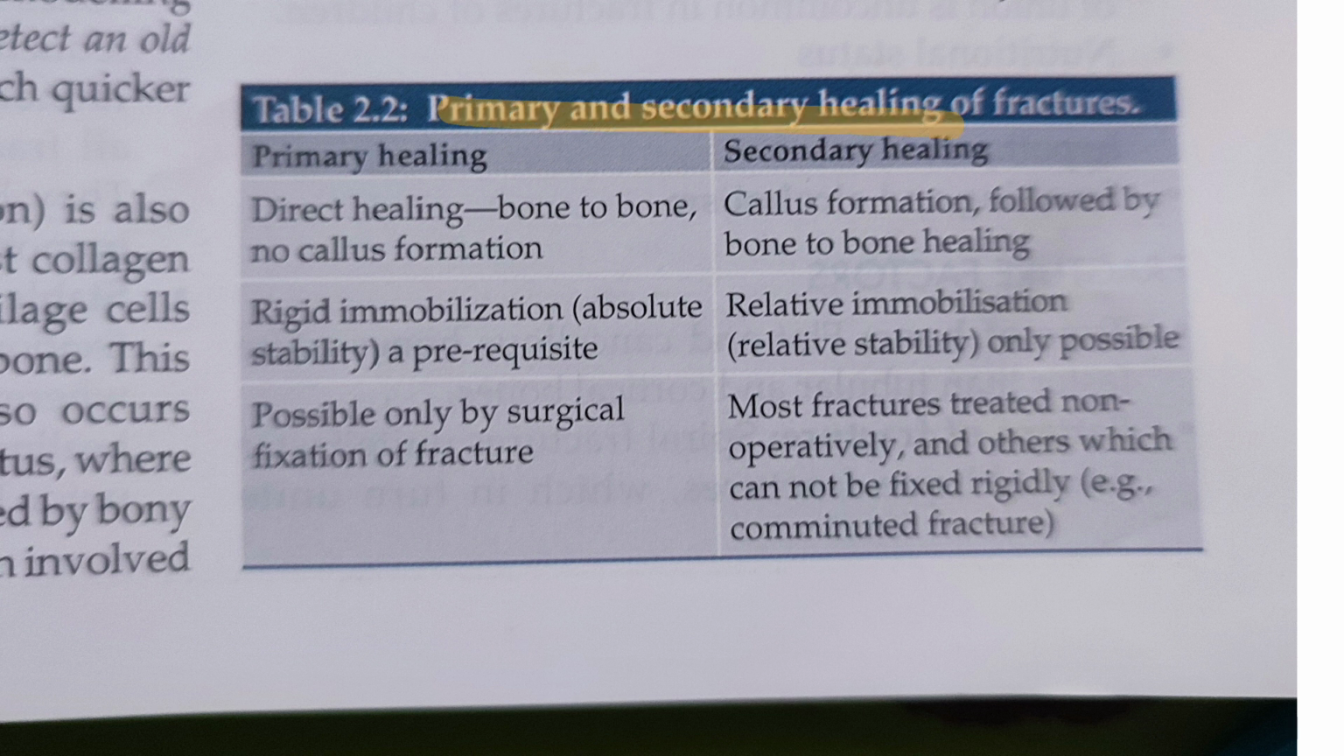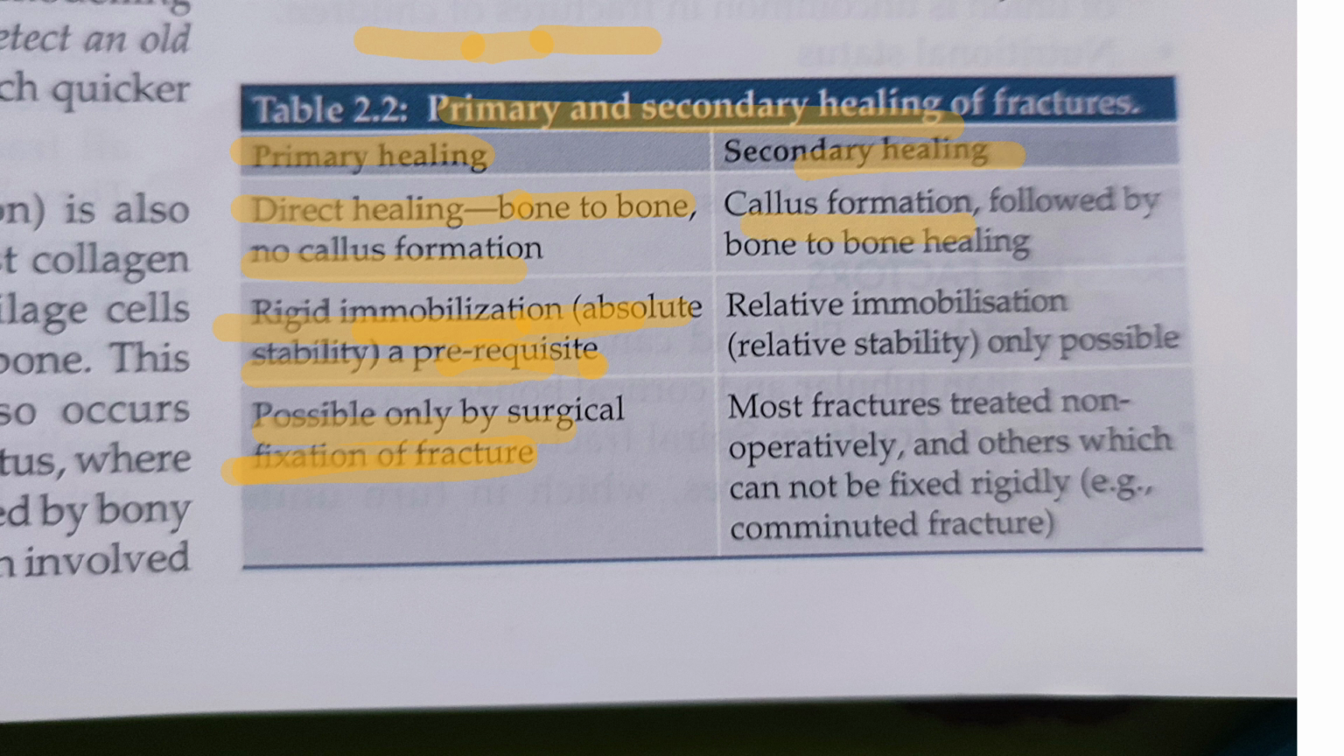Primary and secondary healing of fracture. So what is primary healing? Direct healing, bone to bone. No callus formation. This is a type of rigid immobilization. Absolute stability is a prerequisite, possible only by surgical fixation of fracture.